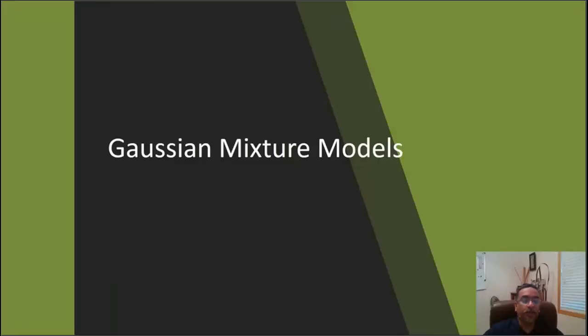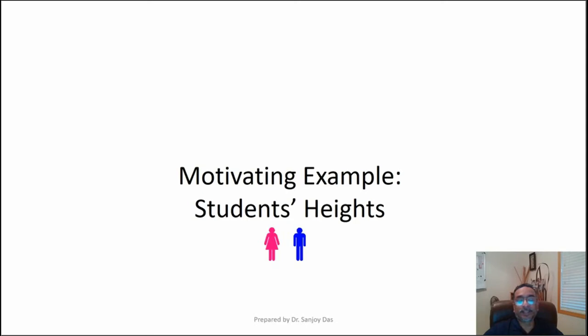So this topic is Gaussian mixture models, and we shall apply the EM algorithm to estimate the parameters of the Gaussian mixture model. Our motivating example is student heights.